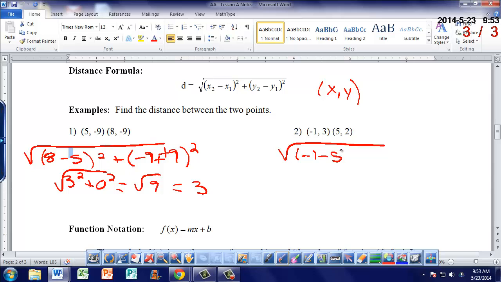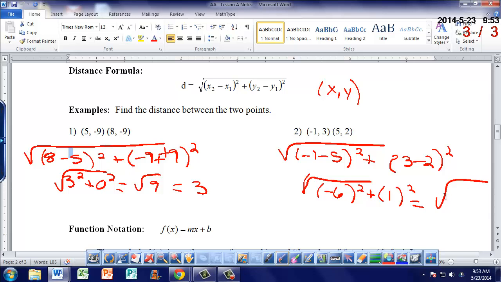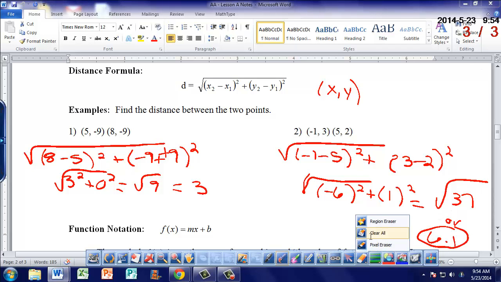Negative 1 minus 5 squared plus 3 minus 2 squared. Here we get negative 6 squared plus 1 squared. We're going to end up with the square root of 37. Square root of 37 cannot be simplified, so you may leave it like that, or you can write it with a decimal. In this unit, it's okay to do that because later on in the year, we're going to practice simplifying square roots. Okay, moving on to function notation.